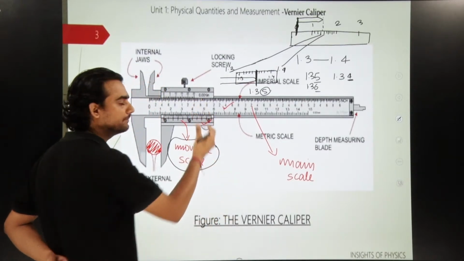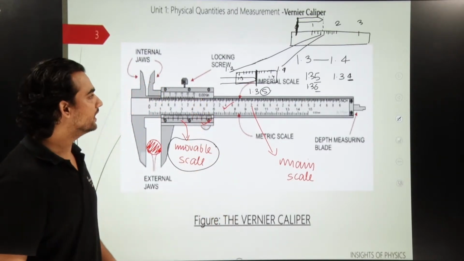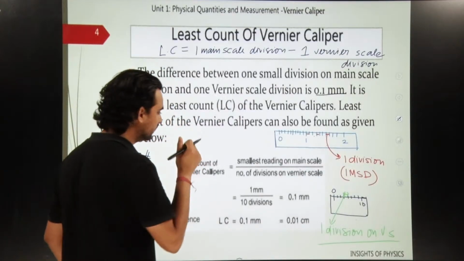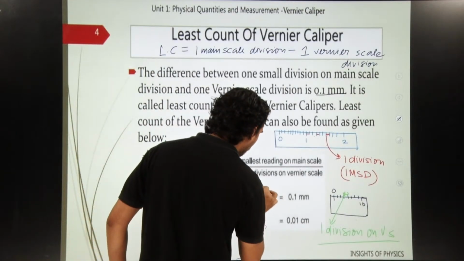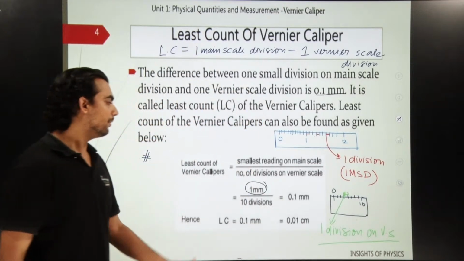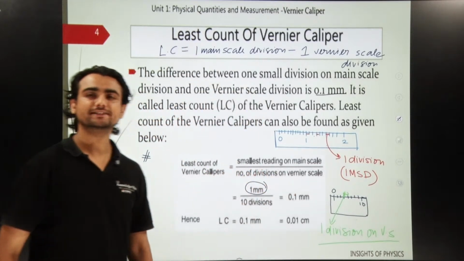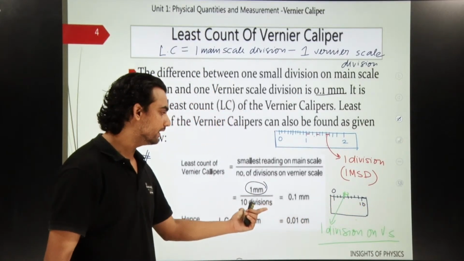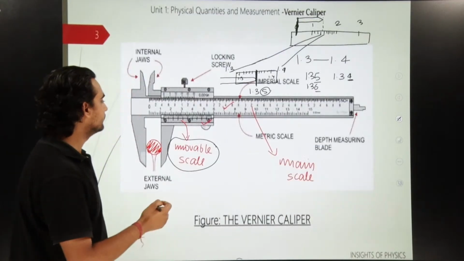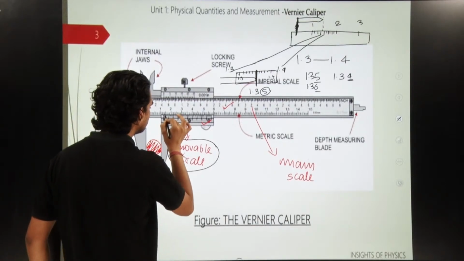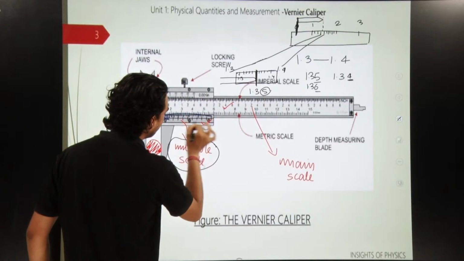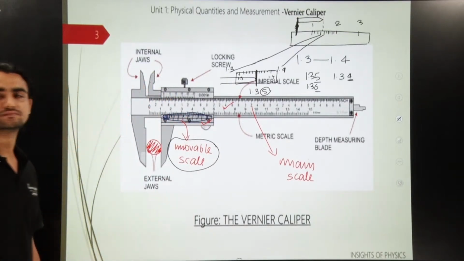So main scale is basically my 15 centimeter scale, and with that the smallest I can measure is 0.1 centimeter. Yes, so this is basically 0.1 centimeter or 1 mm, upon total number of divisions on the Vernier scale. So let's say if I have 10 divisions on my Vernier scale, I will divide it by 10 total divisions. I will count the divisions, 1, 2, 3, 4, like this, and see that I have 10 divisions here.